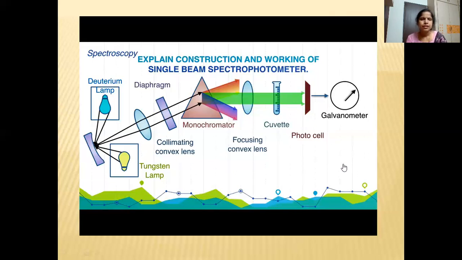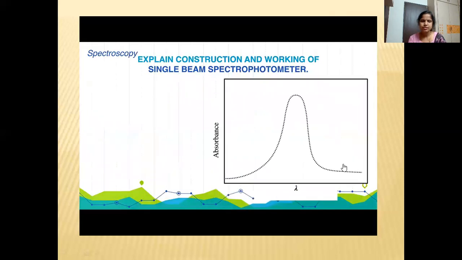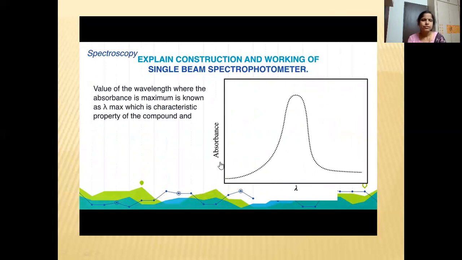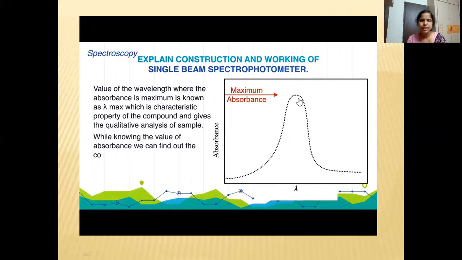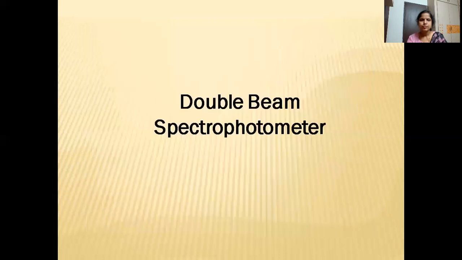So this is about the single beam spectrometer. In the galvanometer, we will be measuring the absorbance. This is the graph we will get. On the x-axis, the wavelength is taken. On the y-axis, it is the absorbance. The wavelength where the absorbance is maximum, you can see this height of the peak, wherever it is maximum, that corresponding line onto the x-axis will give the lambda max value. By using that lambda max value, we can measure the concentration of unknown compounds by using Lambert-Beer's law.